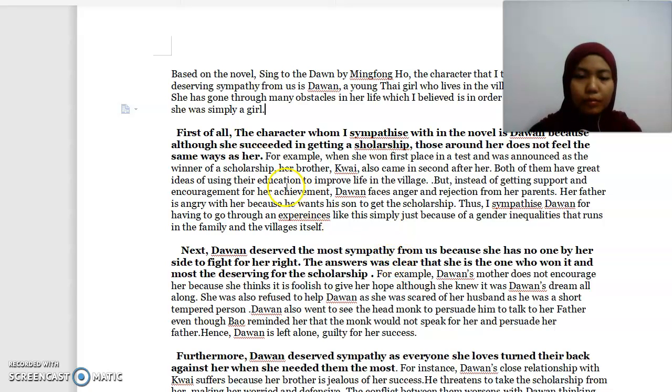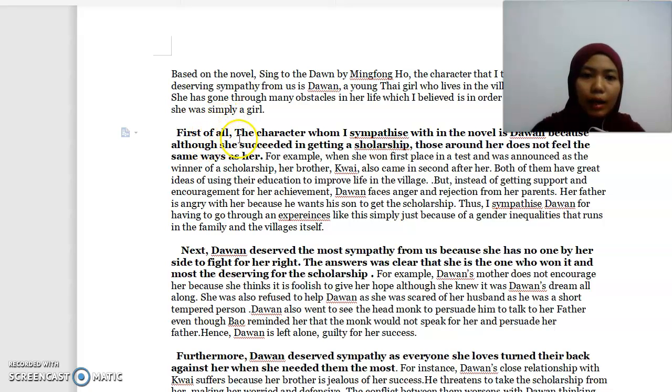So the next thing is what I do in this particular answer: I put my own evaluation first before I state my main idea or the evidence that I found in the novel. You could do that as well, because there are no restrictions. Basically, you could put the evaluation first or at the end of the paragraph to support your evidence in the novel.